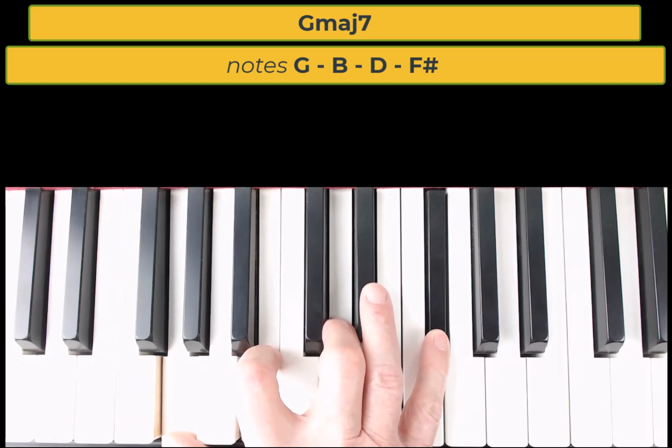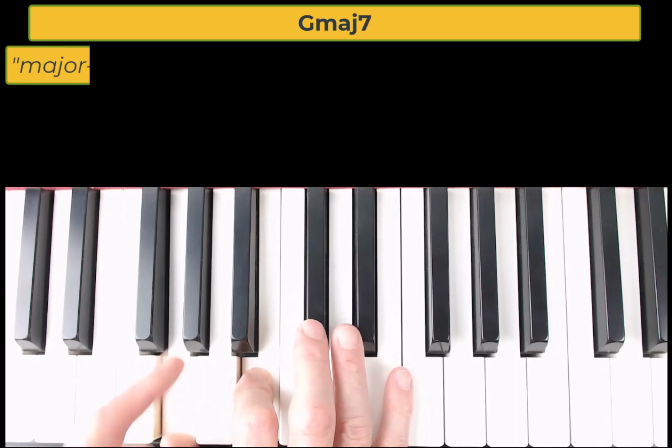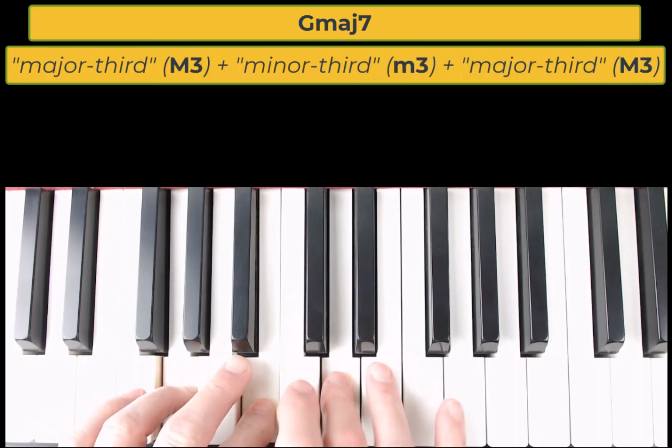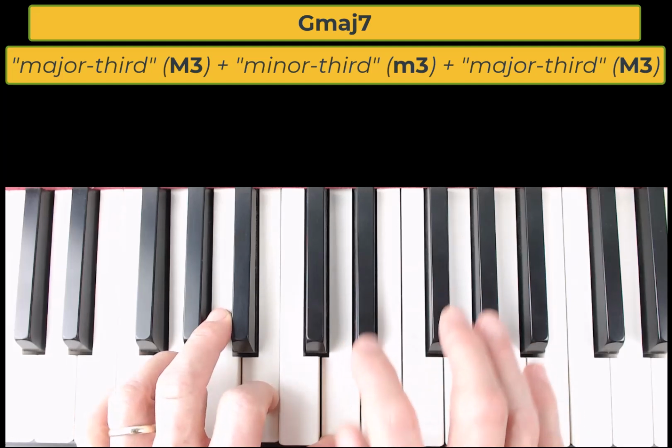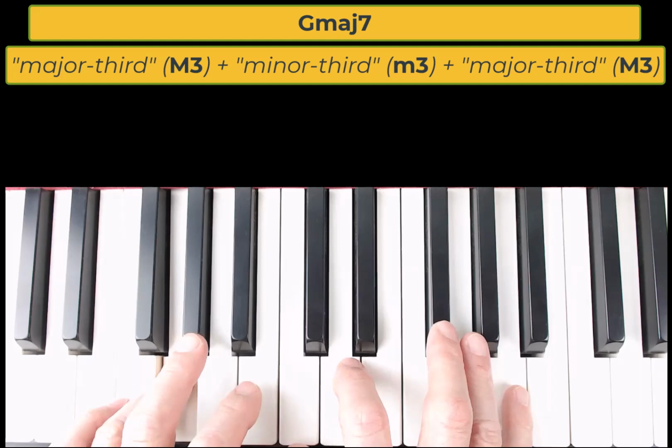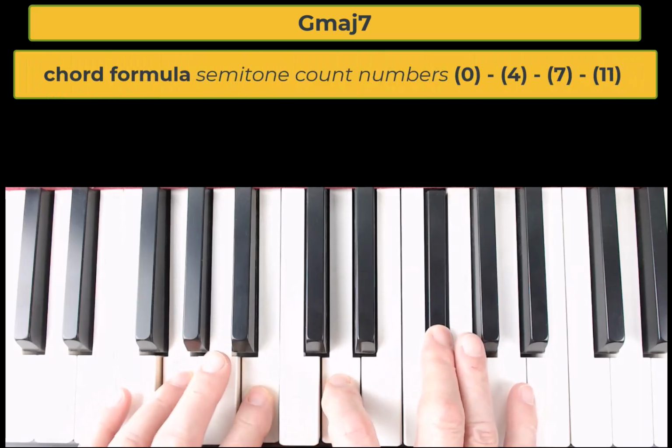Now, let's look at how this particular chord is stacked: a major 3rd, then a minor 3rd, and then we go back to a major 3rd interval, because we're going 0, 4, 7, 11.